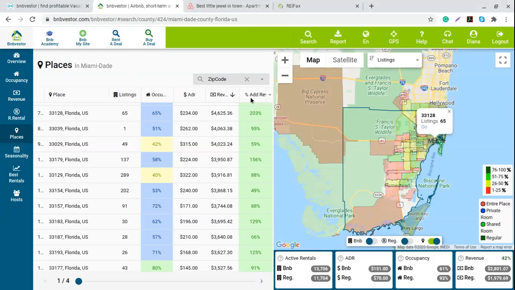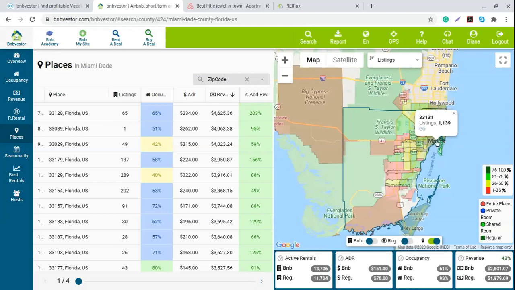And the last one is the percentage for the additional revenue, okay? Remember that this percentage is based on the difference that this information here below will show you. The revenue that you will get for regular rentals in this area versus the revenue that you will get for B&B properties, okay? The difference between those two amounts will give you the percentage for additional revenue. So this zip code right here, sorry, let me go ahead and select it again. Right here, 33128, it could be a really good zip code to check out to invest, okay?